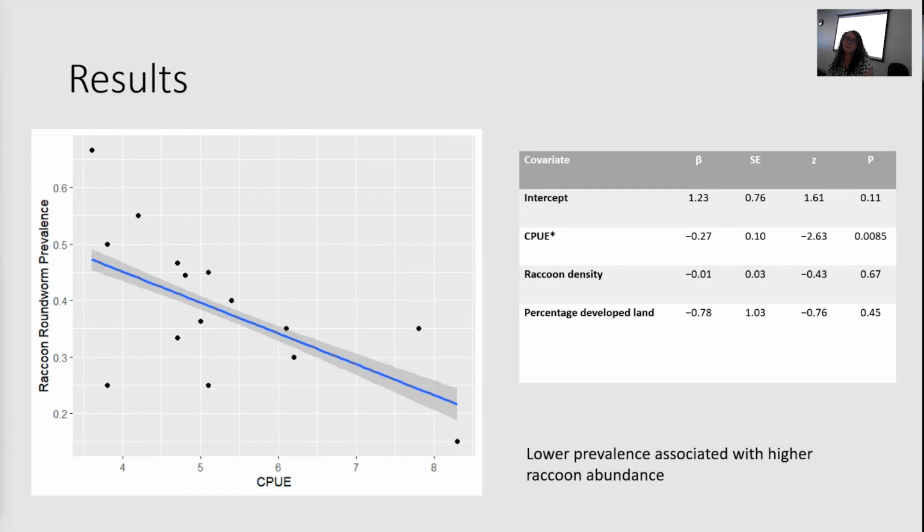I did not find a significant relationship between raccoon density and percentage developed land. But I did find that lower raccoon roundworm prevalence was associated with higher raccoon abundance. One explanation for this inverse relationship could be parasite aggregation, which is the tendency for parasites to aggregate in a smaller number of individuals as the host population size increases.